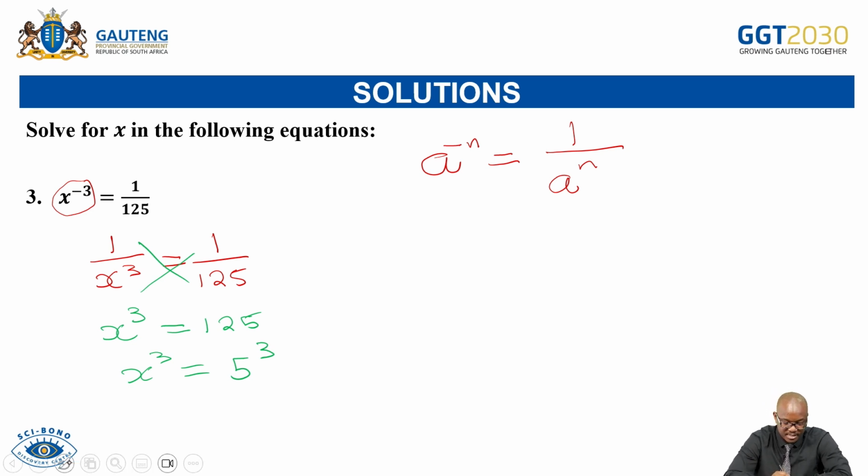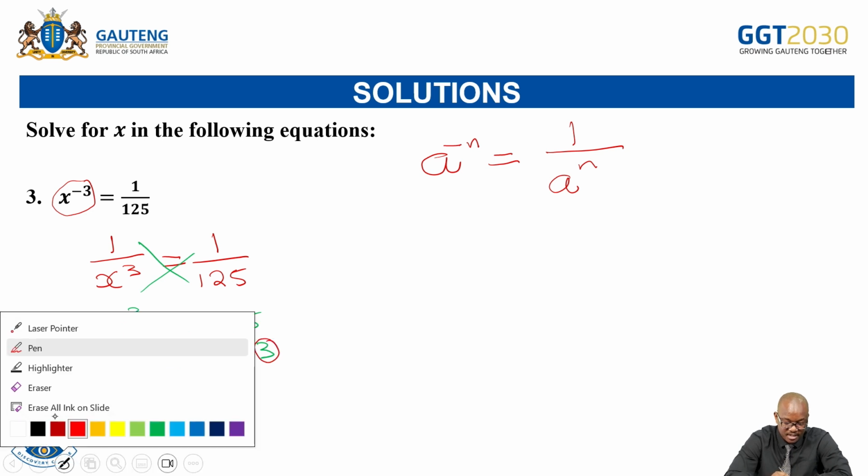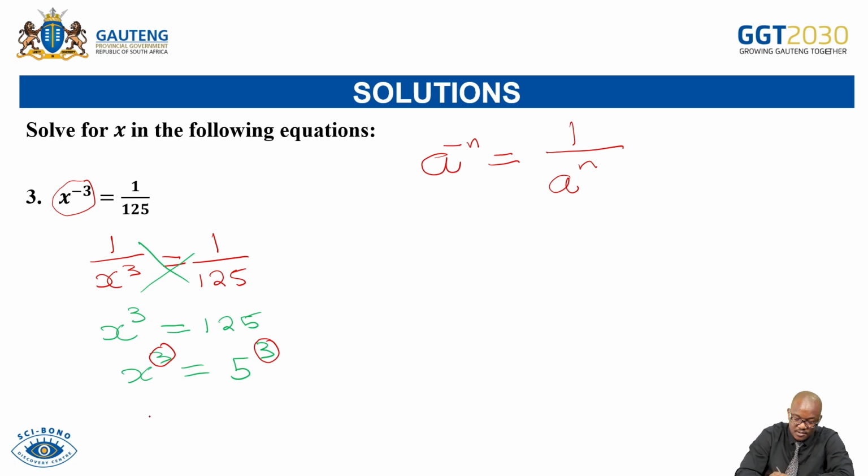Then we can see on this one that the exponents are the same. And when the exponents are the same, we can therefore say x is equal to 5, because when the exponents are the same, we equate their base. So that's another way of dealing with it.